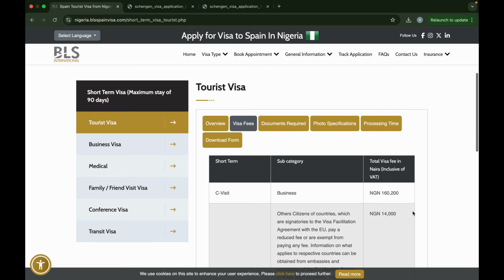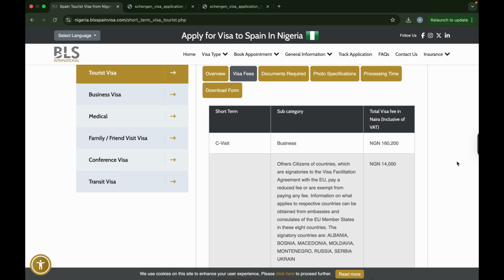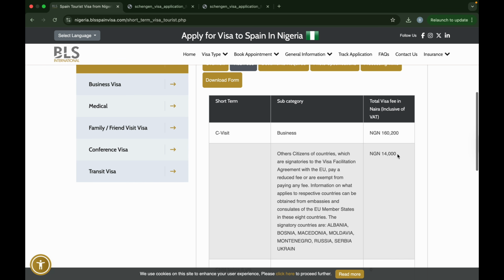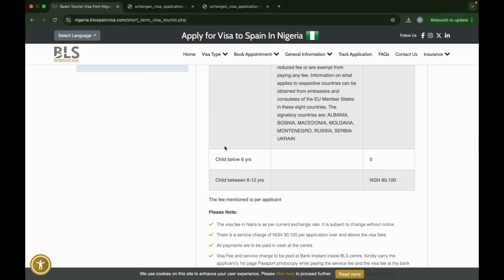For the visa fees, I don't know when last they updated this, but you could take note that this amount could change because it's subject to the current going rates, and this has been on their website for a while now, so I'm fairly certain that the amount you eventually do pay for the fees would certainly be higher than 160,200. So for children who are below the age of 6 years, the application is free of charge. However, children between 6 to 12 years, they pay a discounted fee of 80,100.